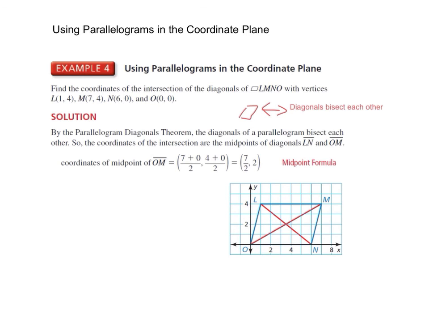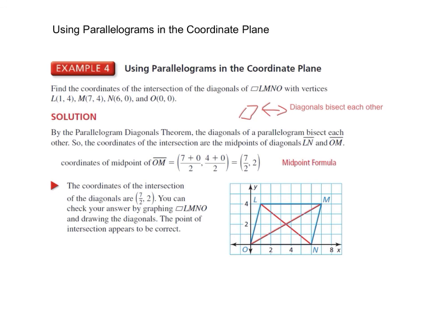And you could have chosen to find out the midpoint of LN instead of OM, because regardless of which segment you choose, in other words which diagonal you find the midpoint of, it should be the same point. So the coordinates of the intersection of the diagonals are at 7/2, 2, in other words 3.5, 2. You can check your answer by graphing and drawing the diagonals. The point of intersection appears to be correct.